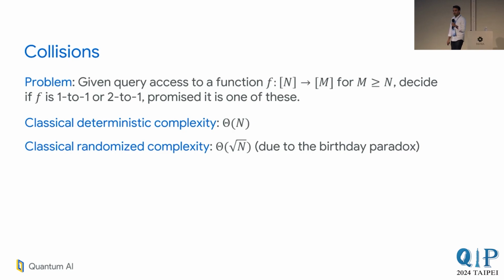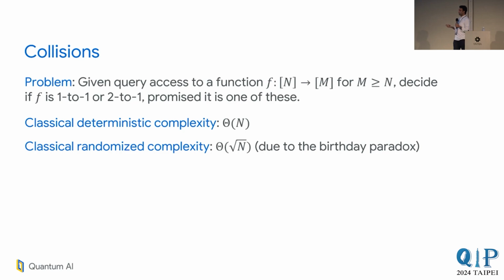And this is due to the birthday paradox. If you haven't heard of the birthday paradox, it's super cool. Look it up on Wikipedia. It's this thing where if you take 23 people in a room, it's pretty likely that 2 of them share the same birthday, which is a paradox because there are 365 different birthdays. So you're like, wait, what's going on? But it's actually the same reason why this happens. So even classically, between deterministic and randomized algorithms, there's a quadratic speedup.